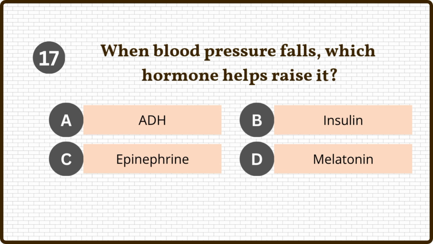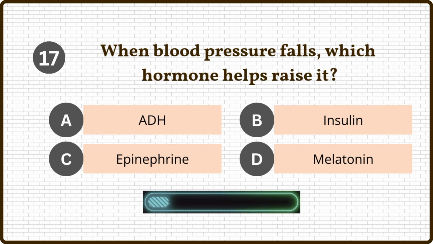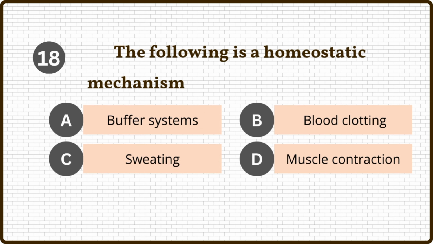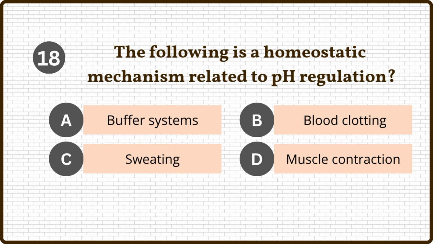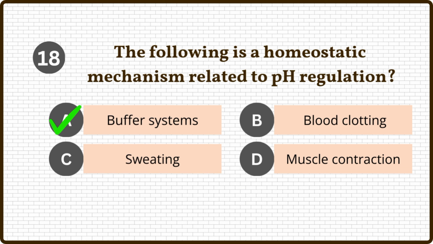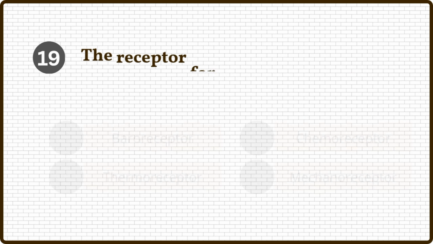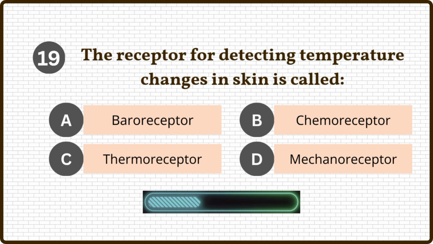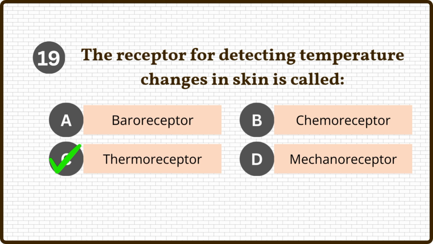When blood pressure falls, which hormone helps raise it? Epinephrine. The following is a homeostatic mechanism related to pH regulation. Buffer systems. The receptor for detecting temperature changes in skin is called thermoreceptor.